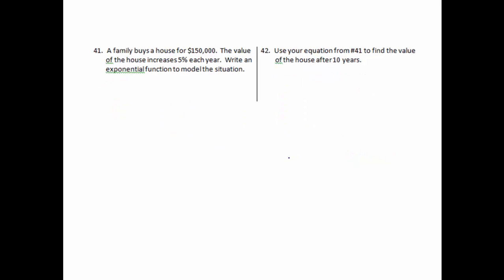Right, number 41, a family buys a house for $150,000. The value of the house increases 5% each year. Write an exponential function to model the situation. So this one gave us a hint that we want an exponential model.